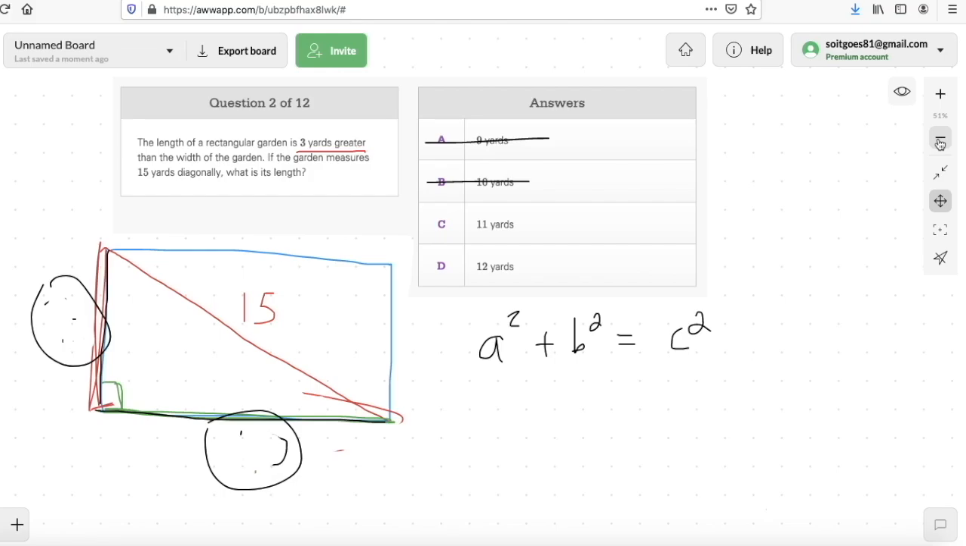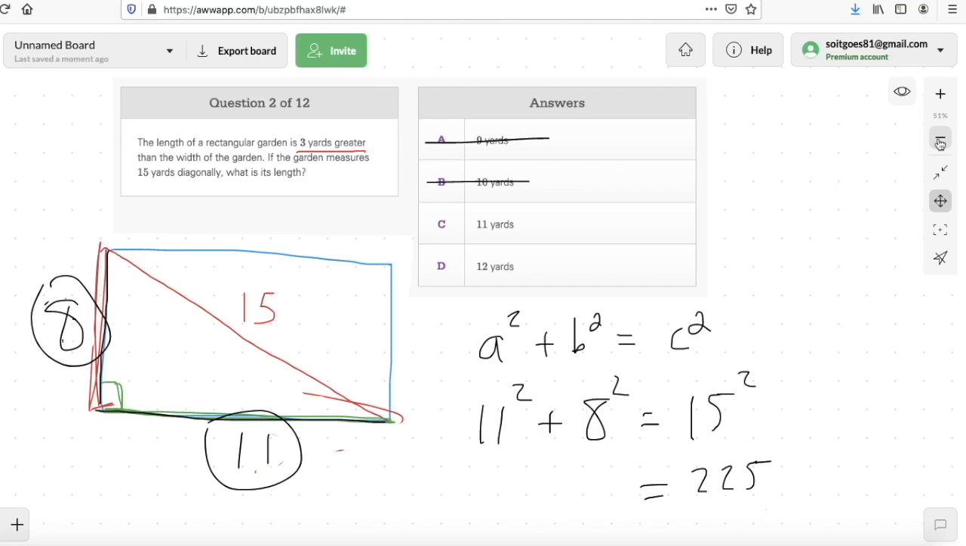Let's do it again. We'll try answer choice C. An 8? Yep. You got it. 11 and 8. Let's do it. So 11 squared plus 8 squared. Does that equal? What are you trying to equal here? Oh, yeah. 15 squared, 225. So 11 squared is 121. Okay, so 8 squared is 64. Does that give us a true statement? No, that's going to be less than 200. Yep, so C is gone.